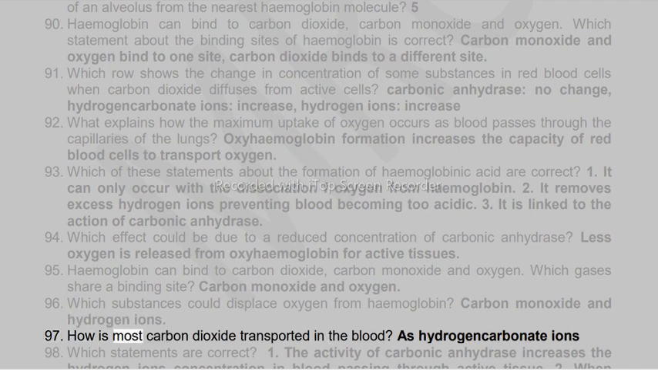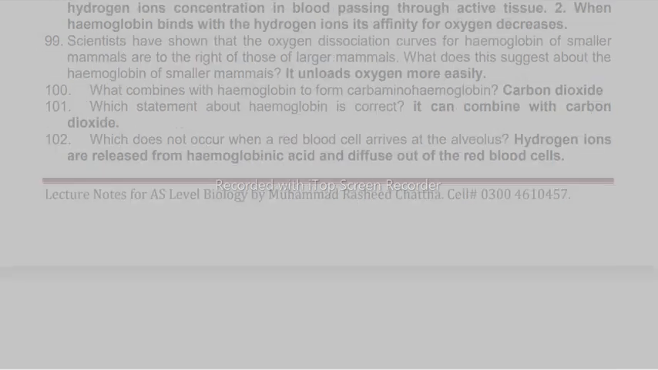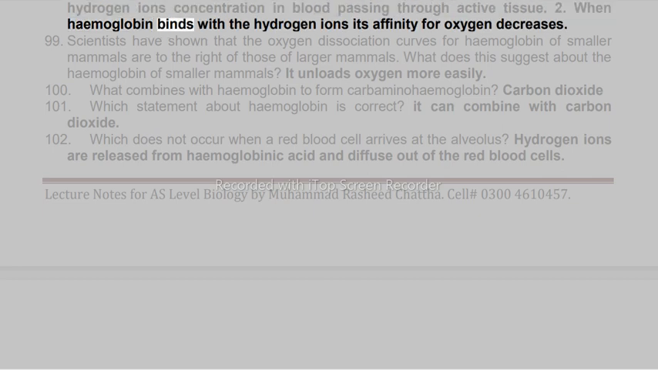97. How is most carbon dioxide transported in the blood? As hydrogen carbonate ions. 98. Which statements are correct? 1. The activity of carbonic anhydrase increases the hydrogen ion concentration in blood passing through active tissue. 2. When hemoglobin binds with the hydrogen ions, its affinity for oxygen decreases.